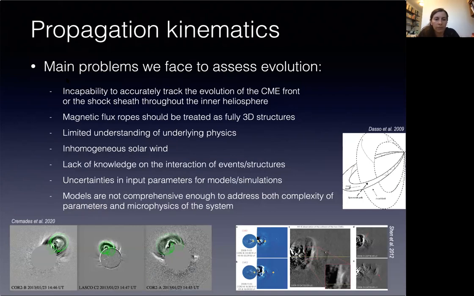Okay, now here we can list the main problems we face at the time of addressing evolution and propagation. These are the incapability to accurately track the evolution of the CME front or of the shock sheath throughout the inner heliosphere. This is also due to the quality of heliospheric images. The fact that magnetic flux ropes should be treated as fully three-dimensional structures with dimensions that may behave differently in all three directions, as noted by Cremades et al. 2020. So here we can see for the same CME how sizes can be pretty different depending on the axis.